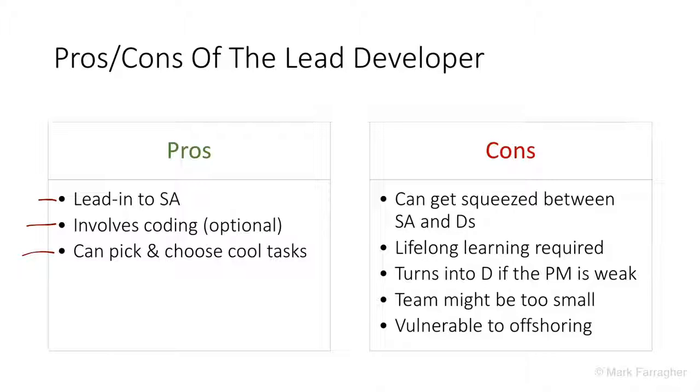Then the cons, you can get squeezed between the solution architects and the developers. If there is an issue with the architecture, if you and the architect create this beautiful architecture implementation and the developers are unable to implement it, then you will get squeezed between your developers and the architect. So you're going to need some people management skills to resolve that if it happens.